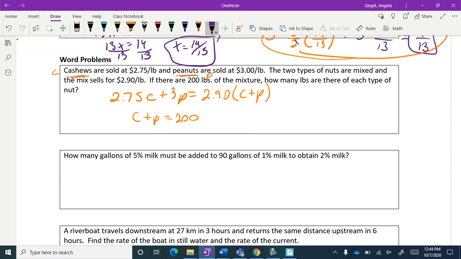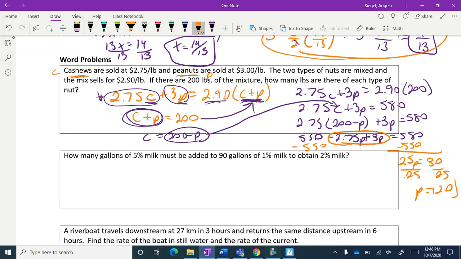Okay, so the first one that I want to look at is this one. C is going to be our number of pounds for cashews, and P is going to be our number of pounds for peanuts. So 2.75 times the number of pounds, and then $3 times the number of pounds of peanuts. And then we have this mixture here, just like we talked about in Unit 1. So it's going to be 290 for that mixture. I want you to think about substitution. So I can take this 200 and substitute it in for this, and then solve if I need to. So go ahead and do that. Just see what you come up with.